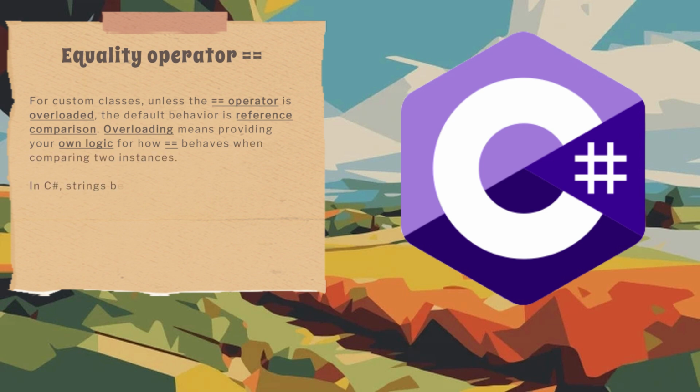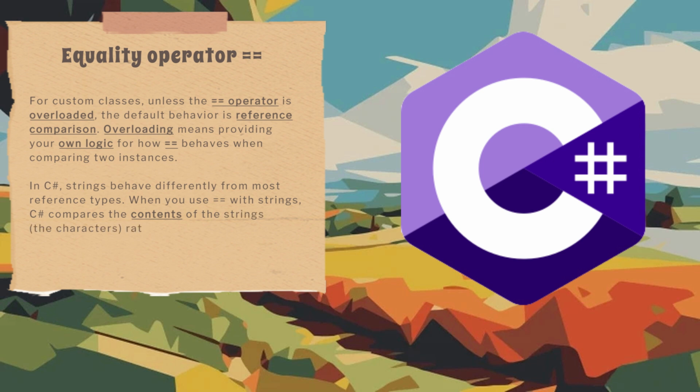In C#, strings behave differently from most reference types. When you use the equality operator with strings, C# compares the contents of the strings, the characters, rather than just checking whether both variables refer to the same memory location.